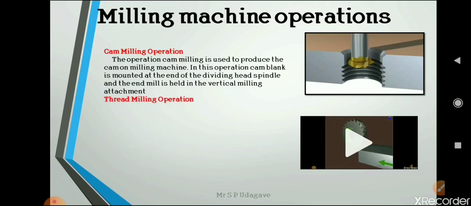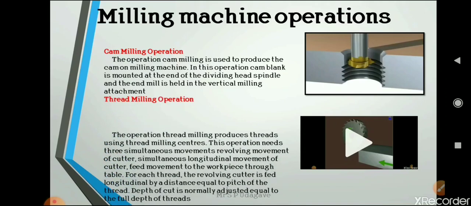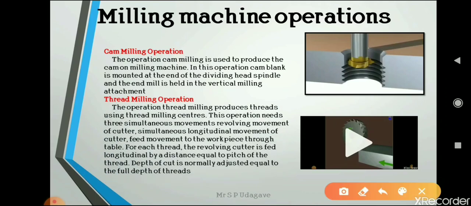And the last one is the thread milling operation. You can see the figure showing the cutter in a thread milling operation. The operation needs three simultaneous movements: the rotary movement of the revolving cutter, and the longitudinal feed movement of the cutter, which is fed longitudinally by a distance equal to the pitch.